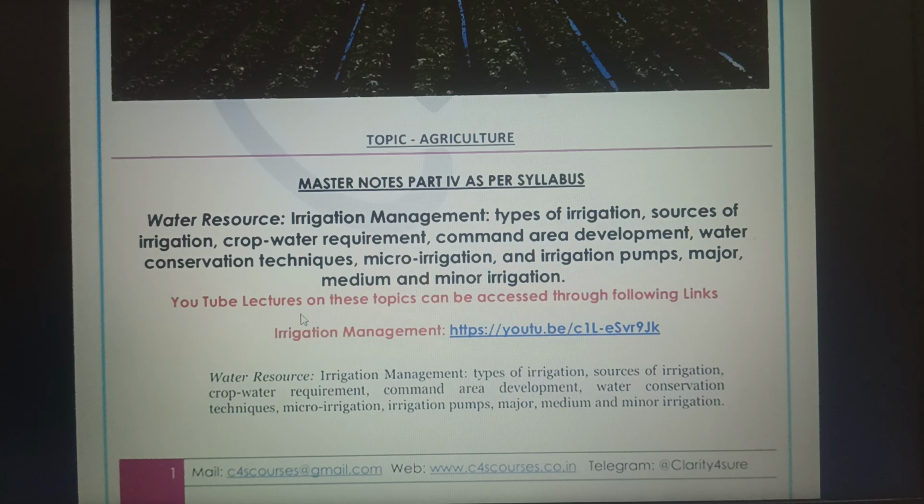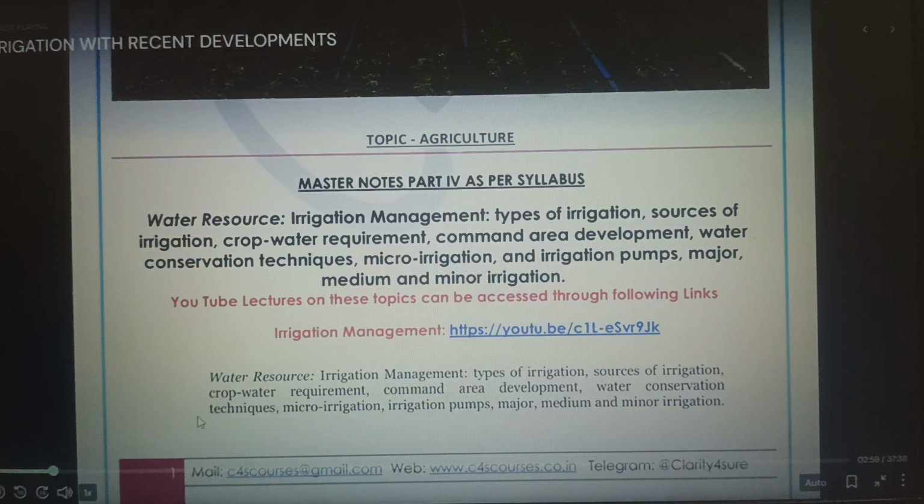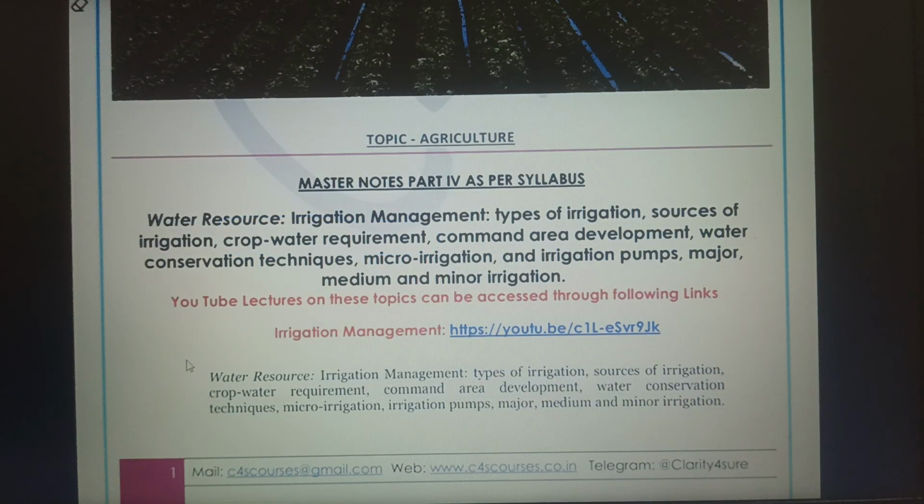Again I say, they start with the water resources, whatever water is available with us, how we will manage the water. Then what are the types of irrigation, what are the sources of irrigation. Then one agricultural aspect that they link is the crop water requirement. Then the command area, conservation, micro irrigation, irrigation pumps, and the irrigation projects. So this is the syllabus of NABARD in relation to irrigation.